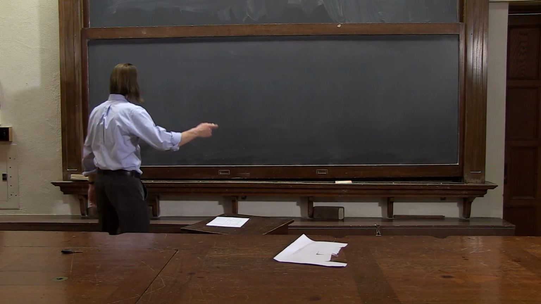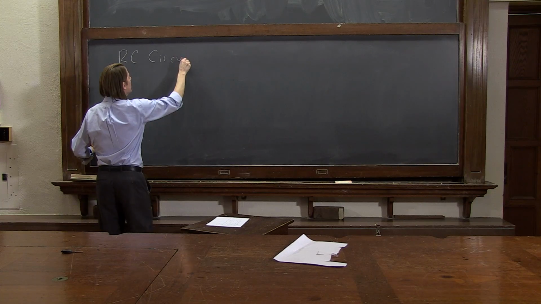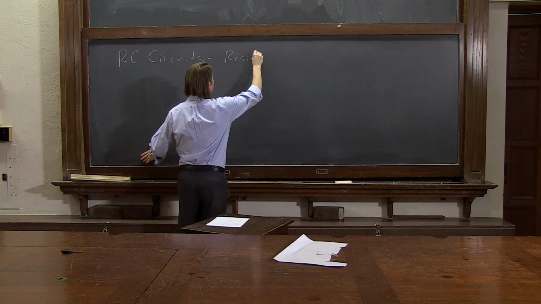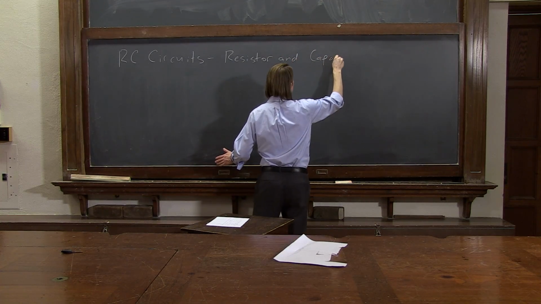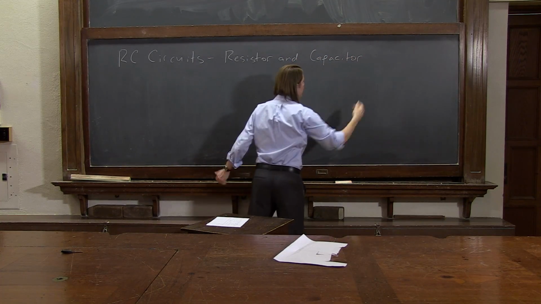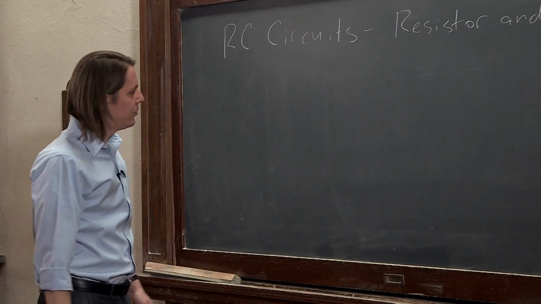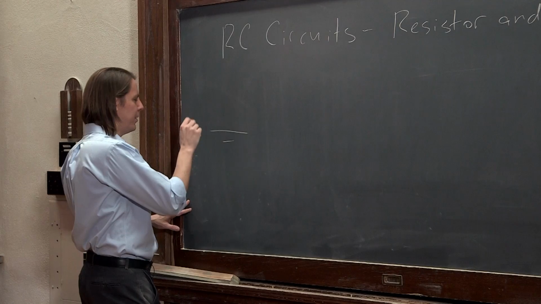All right, RC circuits. All that means is they have a resistor and a capacitor. That's really all it means. So let's draw a circuit with a resistor and a capacitor, and a battery.